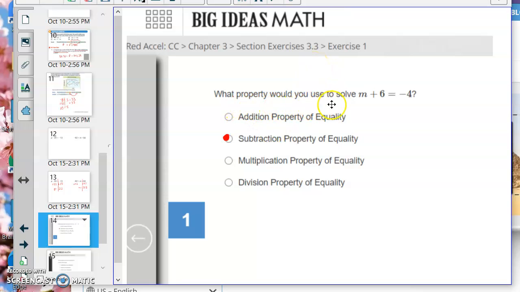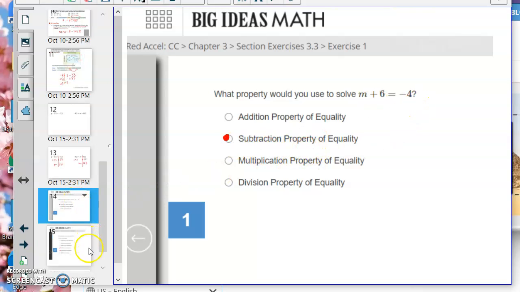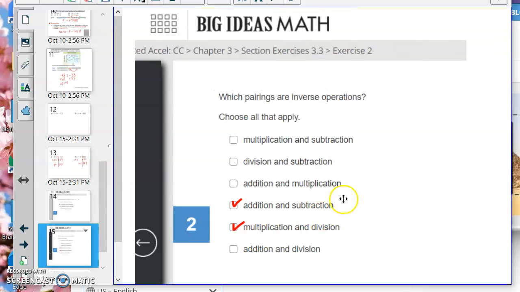First one says, what property would you use to solve this? Well, when I draw a line down the middle, I have to undo adding 6 by subtracting 6 on both sides. And of course, that's the subtraction property of equality. And then question 2, which pairings are inverse operations? The only two that are listed here that are inverse of each other would be addition and subtraction, multiplication and division. Thank you for watching.